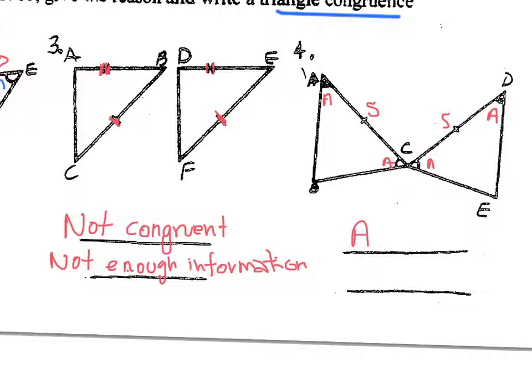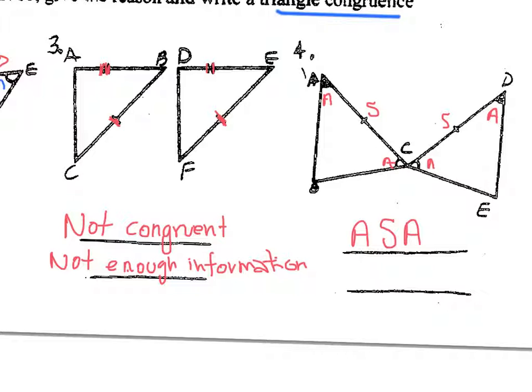ACB? You mean ASA? Yeah, angle, side, angle. This is the one that I was telling you about, that the side holding on to the two angles is considered included. So it's between both of them, so it's angle, side, angle.